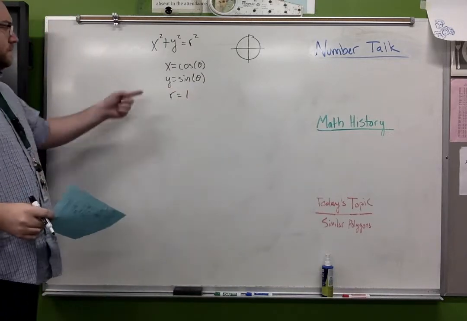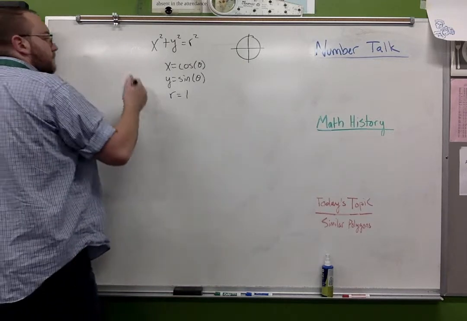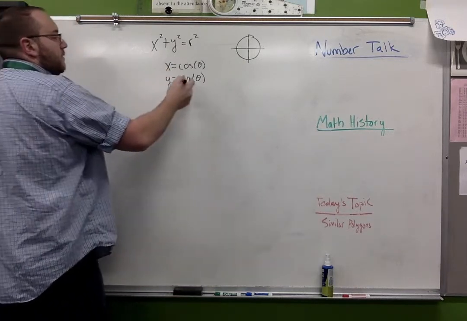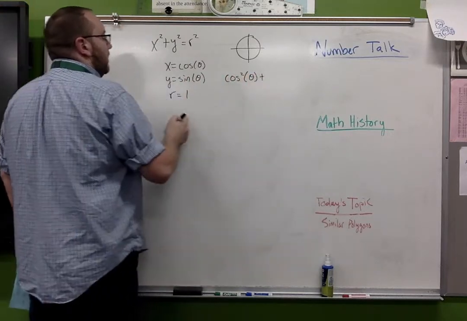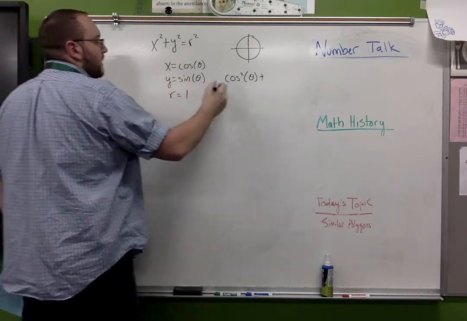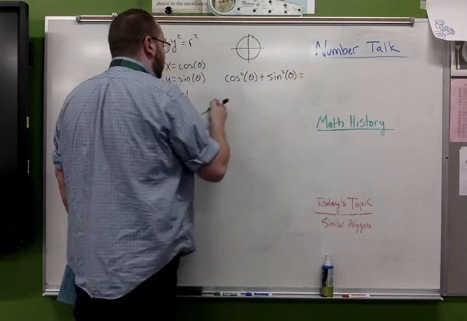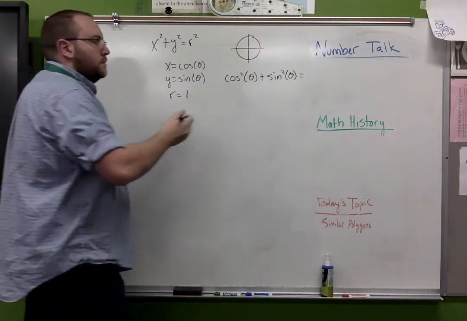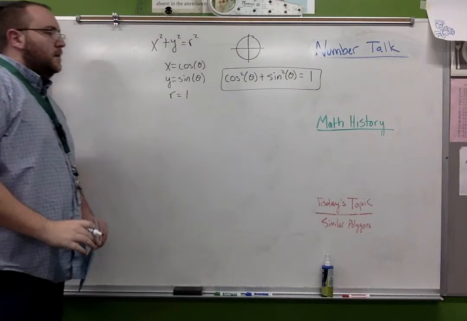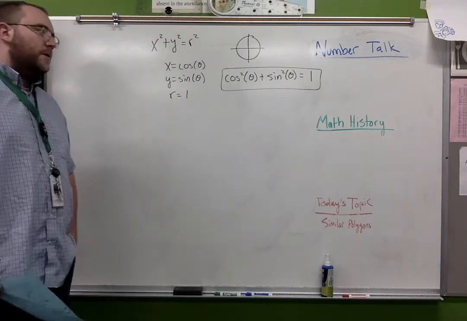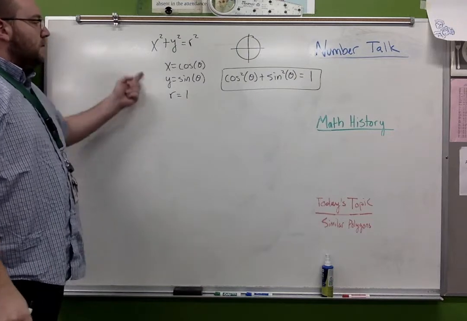Well, I have a parametric equation set up here. So let's plug in. Instead of writing x, I'm going to write cosine. So we got cosine squared plus y squared, so sine squared, equals 1 squared, which is 1. That's your first identity. All right, so it's one of the 3 Pythagorean identities. All right, and that's how we come across it.